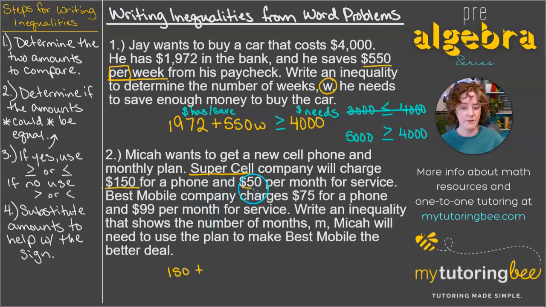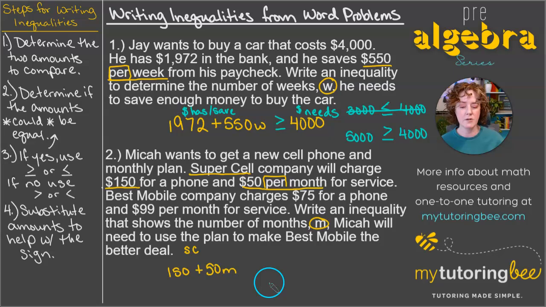Plus, they have $50 per month for service. So remember, there's that word per. That is going to tell us that we're going to be multiplying that 50 times the variable, which is m. They told us that they want us to use m. So we've got 50m. All right, so this is Supercell. I'm just going to write an SC above here just to remember that that is the Supercell plan.